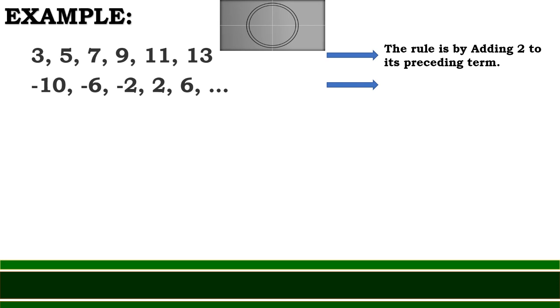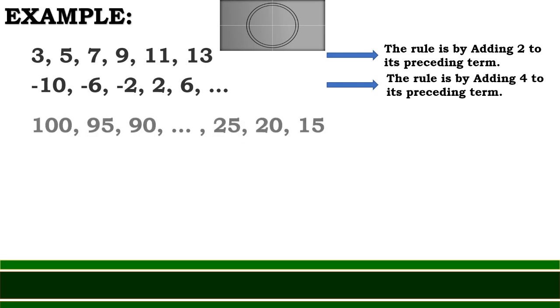Okay, the rule is by adding 4 to its preceding term. You have negative 10 plus 4 will give you negative 6. Negative 6 plus 4 will give you negative 2. Negative 2 plus 4 will give you positive 2. And 2 plus 4 will give you positive 6. If we are going to continue this sequence, 6 plus 4 will give you 10, so on and so forth.